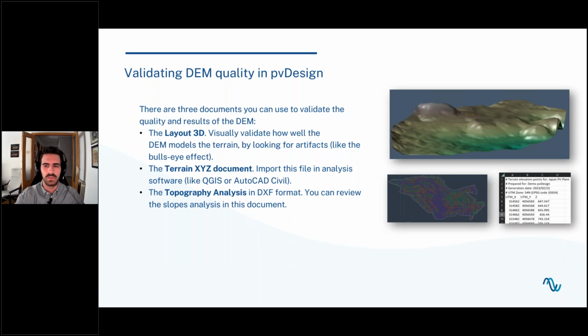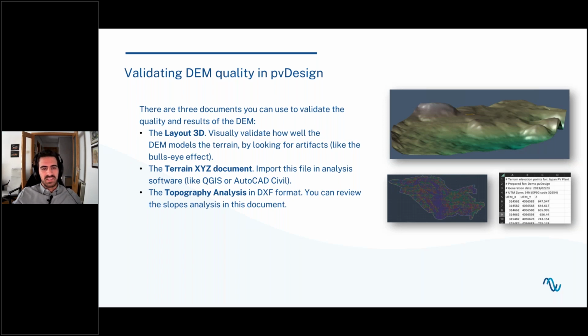Finally, it is very important that whenever diving deep into topography in pvDesign, you validate the quality of the terrain. And you have several ways to do that. In the first place, you have the Layout 3D. You can download the Layout 3D in AutoCAD format, in DWG, or you can also look at it on the web. Without leaving pvDesign itself, there is a tab in the design results which says 3D, and you can see the 3D rendering there.